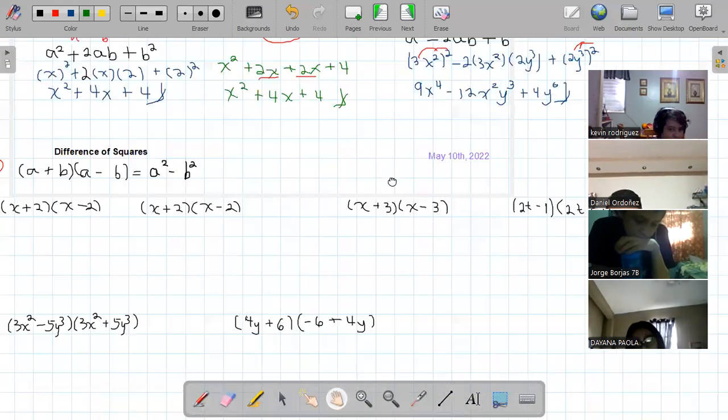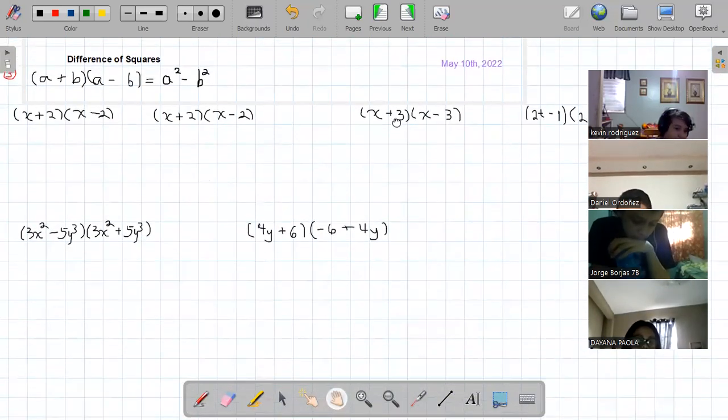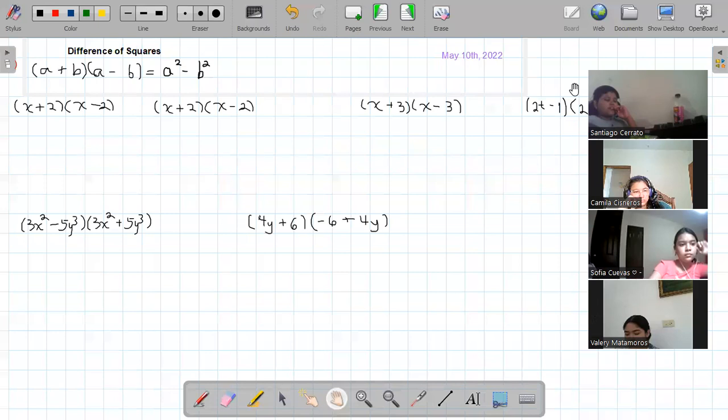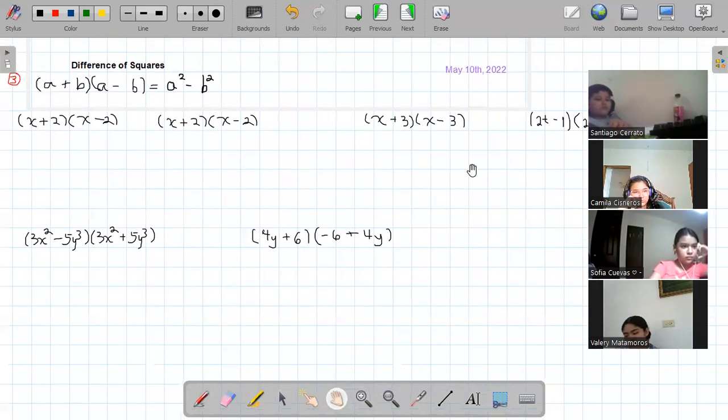Now we're going to continue with the third form of these special cases. Today's May 10th, 2022, and we're going to see formula number 3, difference of squares.